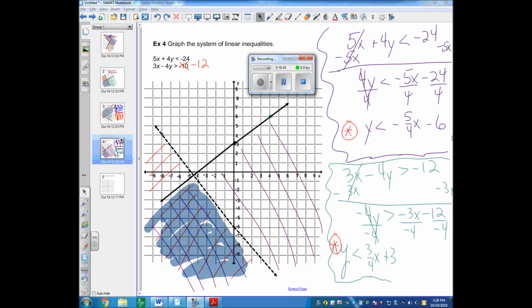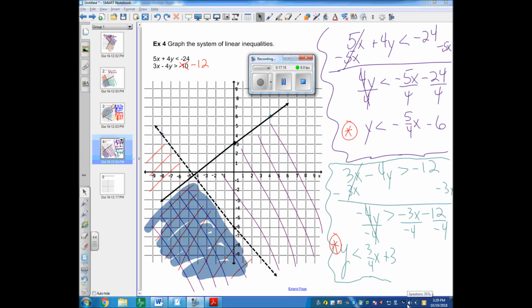Beautiful, is it not? The second inequality, subtract 3x from both sides. Divide everything by -4. Because we divided that inequality by a -4, you better put your pity paws on that inequality symbol and flip it. When we divide a negative by a negative, that makes a positive: +3/4 x, and -12 divided by -4 is +3. Very good. Now for the graphing.